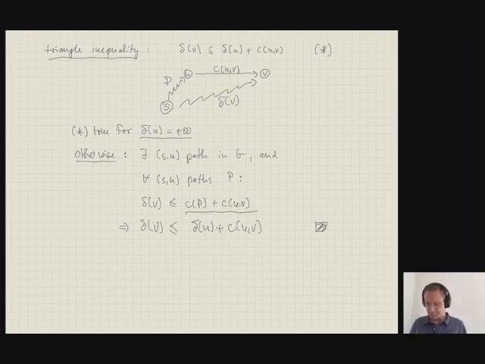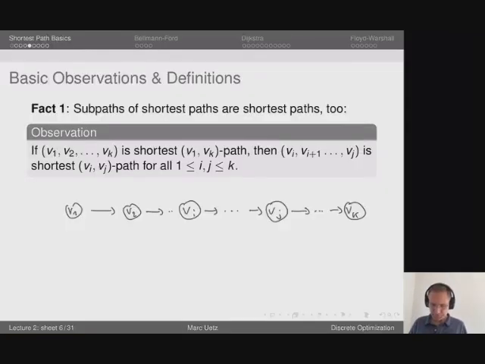Let us collect some more basic observations. And another basic observation is that subpaths of shortest paths are actually shortest paths again, right? So if I have a shortest path here from V1 to VK, then the corresponding subpath from any two vertices I and J in between, so this subpath is also a shortest path from VI to VJ, and that must be true obviously, because otherwise, if there would be a shortcut from VI to VJ, then the original path was not the shortest path.